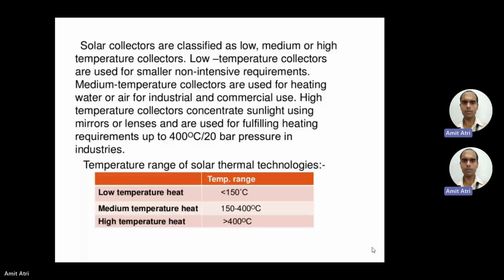Okay, then the interceptor, because here we are also using the lens or the mirrors. So they are concentrating the light at some area where the absorber is. And then concentrating collectors are used for high temperature requirements because they will collect the sunlight and collect the heat at some particular area. So their temperature will be very high.